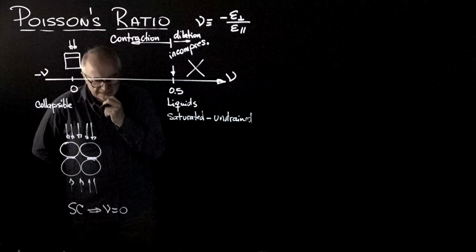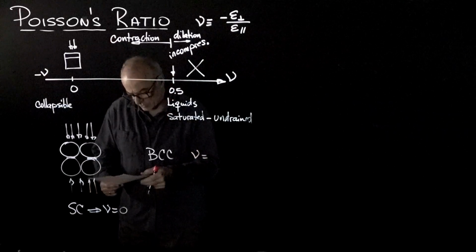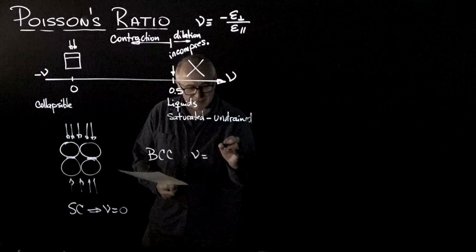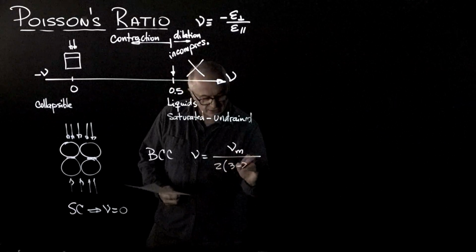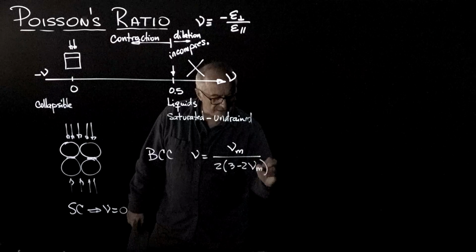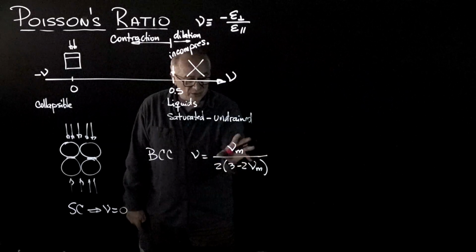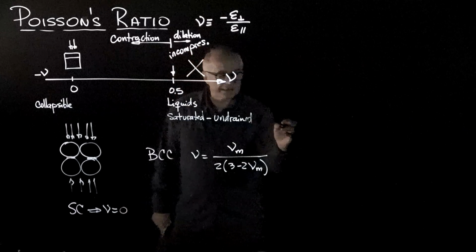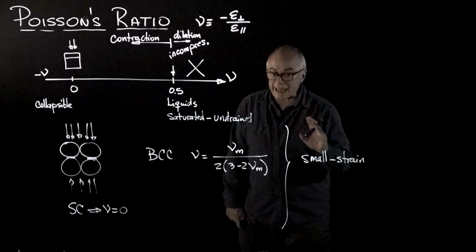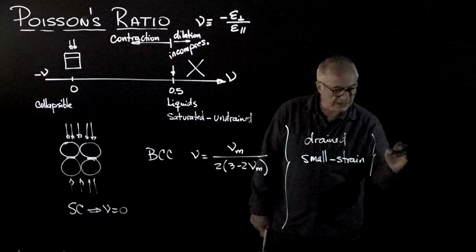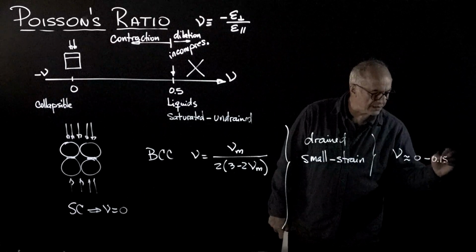Now I could also take other materials like a body-centered cubic. Poisson's ratio is equal to the Poisson's ratio of the mineral that makes the grains divided by 2 times 3 minus 2 times the Poisson's ratio of the mineral that makes the grain. Now, if you think of the Poisson's ratio of the minerals being about 0.3, you will realize that this number is very small. Therefore, for all small strain processes under drained conditions, now we conclude that Poisson's ratio is somewhere between 0 and about 0.15.